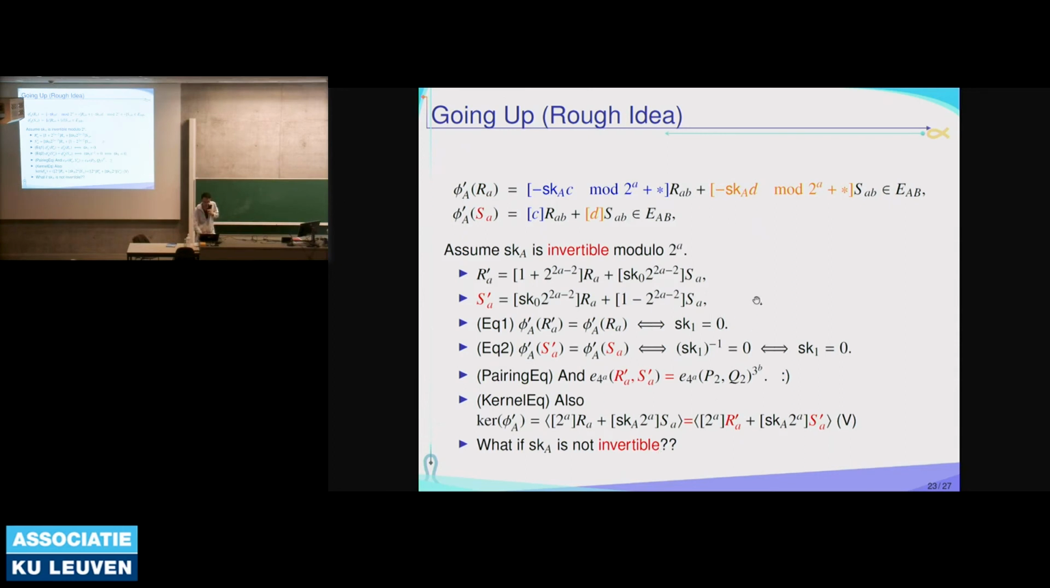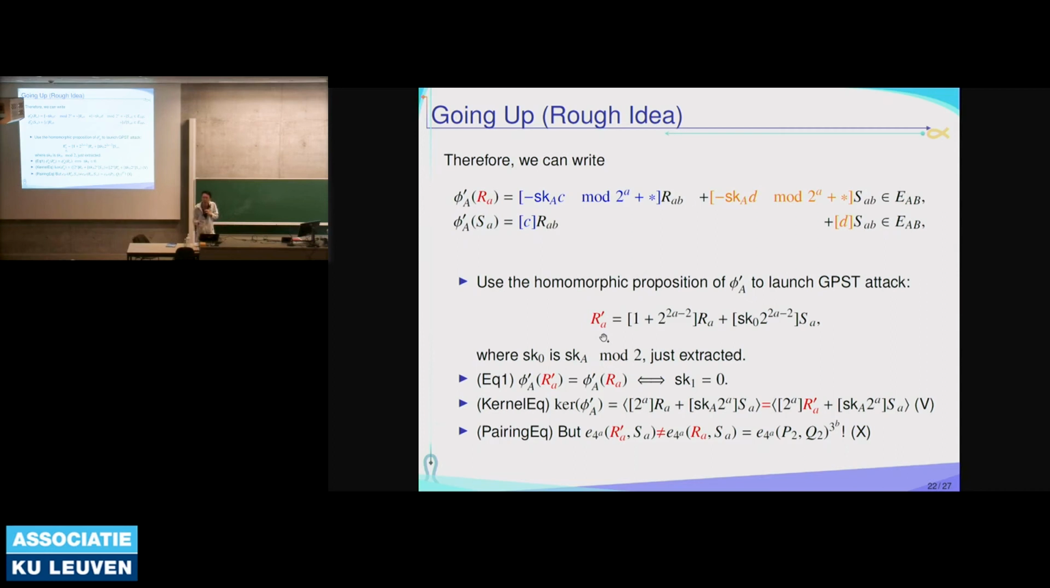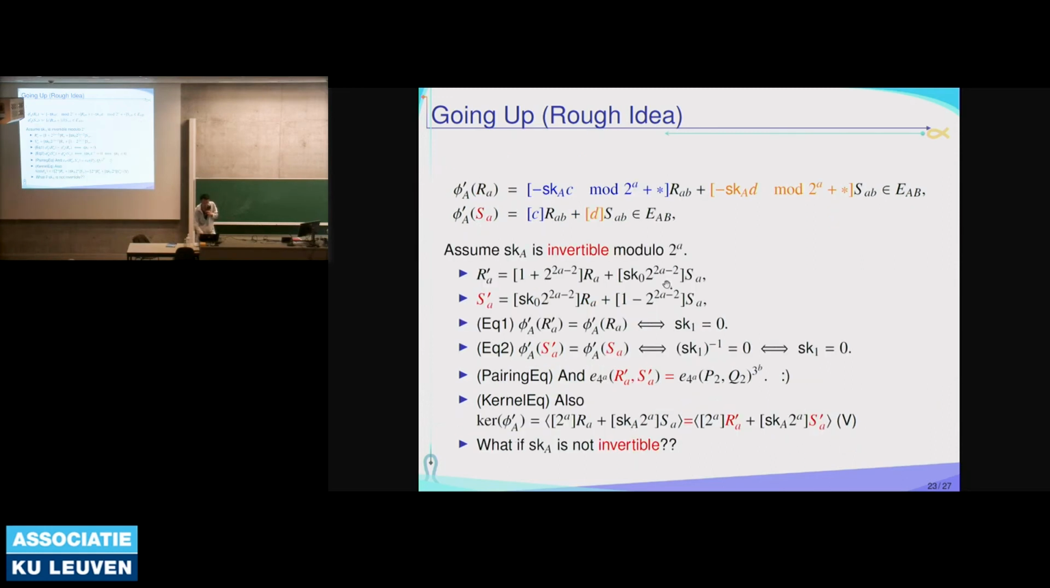So at the current stage, we only manipulate RA prime for this case. To solve this problem, we also change SA prime to make the pairing equation hold. So what we do here is that firstly, we assume SK is invertible, which means that the parity of SKA is 1. So we let SA prime be of this following form. And of course, we already know that this RA prime will hold if and only if SK0 is 0.